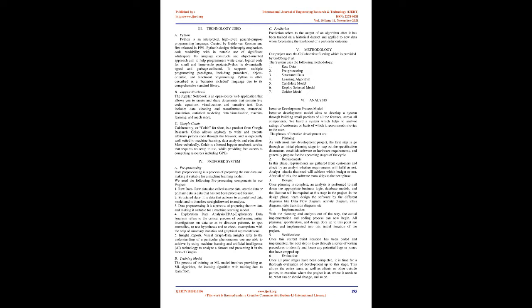Iterative development process model. The iterative development model aims to develop a system through building small portions of all the features, across all components. We build a system which helps to analyze ratings of customers, on the basis of which it recommends movies to the user. The phases of iterative development are: 1.